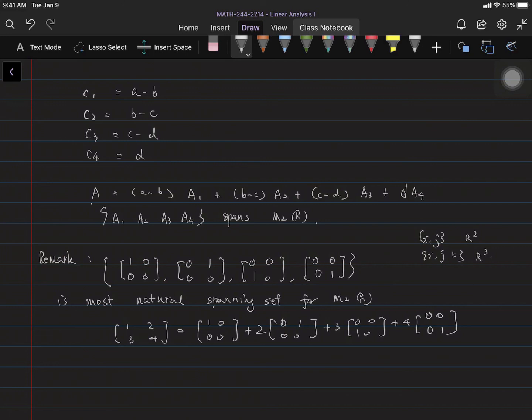We cannot finish everything in this section. It's pretty long. Let's continue with the polynomial spanning set in the next class. What is the spanning set for all polynomials? So we can stop here.